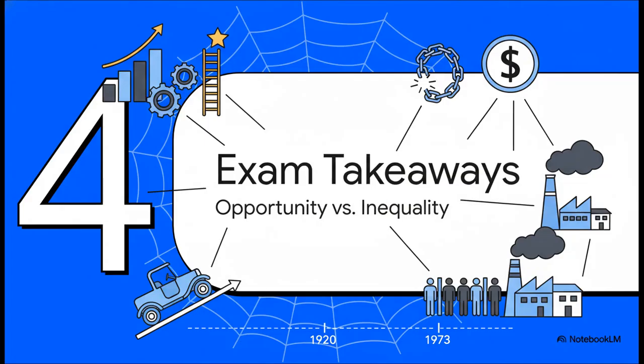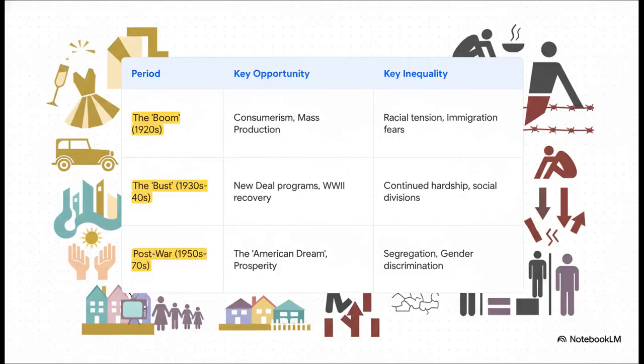So the really crucial thing now is how you pull all of this information together to build a top-grade answer in your exam. And honestly, it all comes back to that one big theme AQA gave us right at the start. Think of this table as your secret weapon. For every single part of the course, you can clearly identify and contrast the key examples of opportunity with the key examples of inequality. In the 20s, it's consumerism versus racial tension. In the 30s, it's the hope of the New Deal versus the grim reality of hardship. And in the post-war era, it's that suburban American dream versus segregation and discrimination. Use this simple structure to organize your thoughts, and more importantly, to organize your essay.